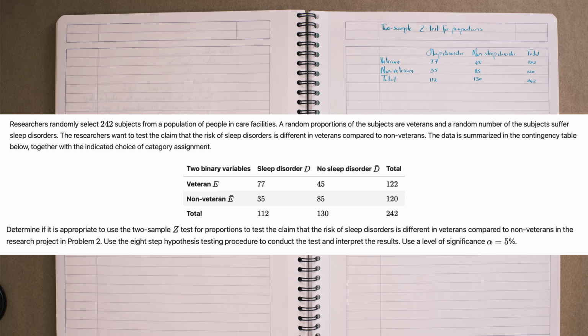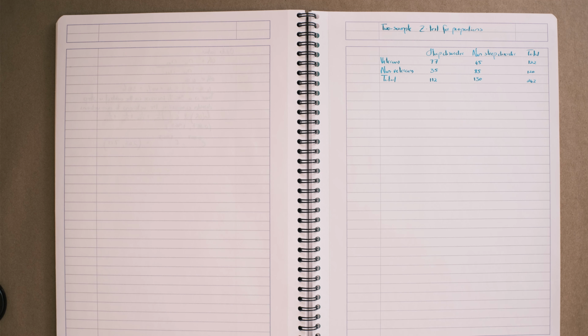The researchers want to test the claim that the risk of sleep disorders is different in veterans compared to non-veterans. Again, a total of 77 veterans had a sleep disorder and 45 did not, and a total of 35 non-veterans had a sleep disorder and 85 did not. Those are my four joint frequencies. Use a two-sample z-test for proportions to determine if there's a difference in the risk of sleep disorders comparing veterans to non-veterans. Once again, there we have the summary of our results.